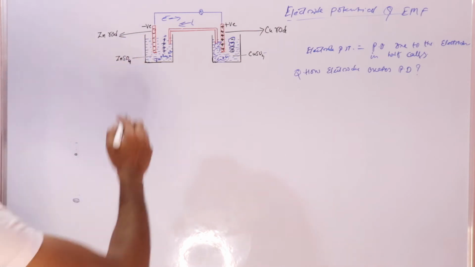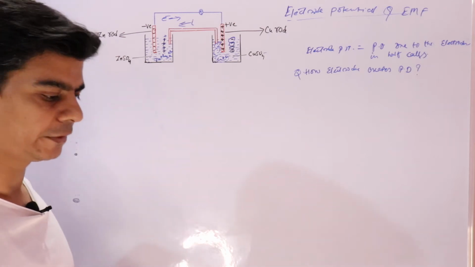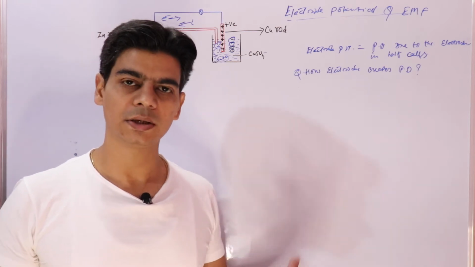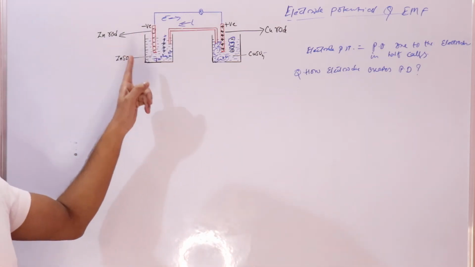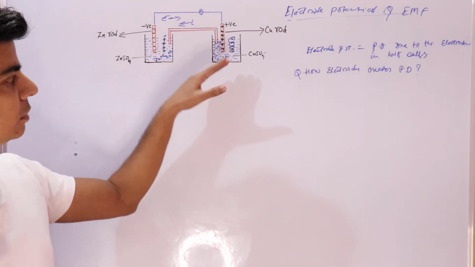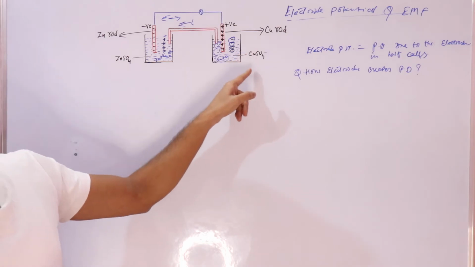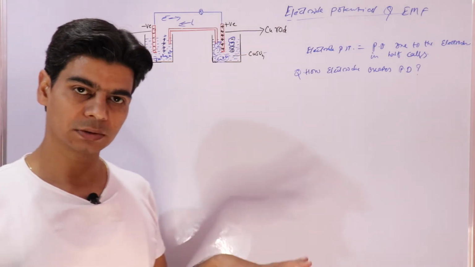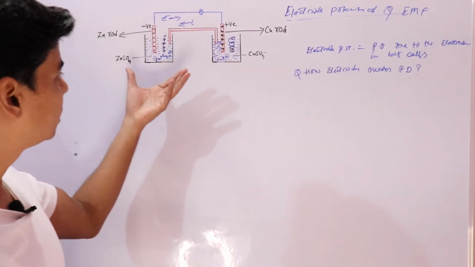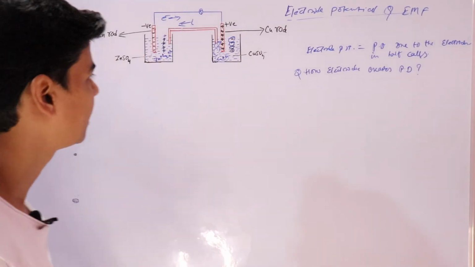This electrode, the zinc electrode, is in contact with zinc sulfate. We say that it is in contact with its own ions. Zinc electrode is in contact with zinc ions, right? Similarly, copper electrode is in contact with copper sulfate or copper ions. We say the copper rod is in contact with copper ions, right? So if we compare these two, the case is what happens when a metal rod is in contact with its own ions, right?